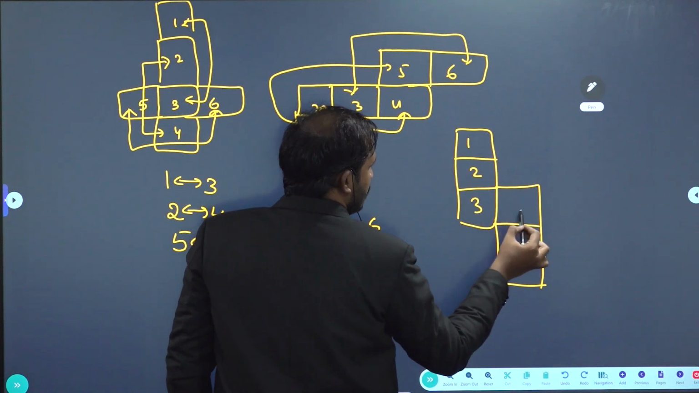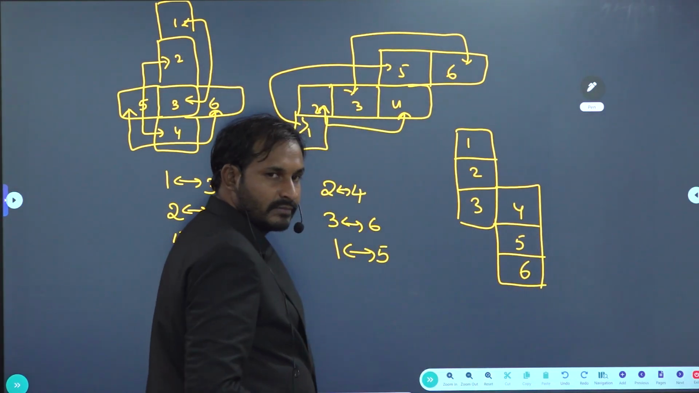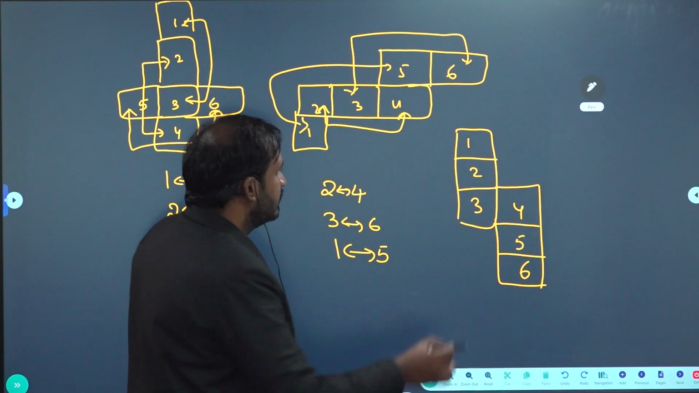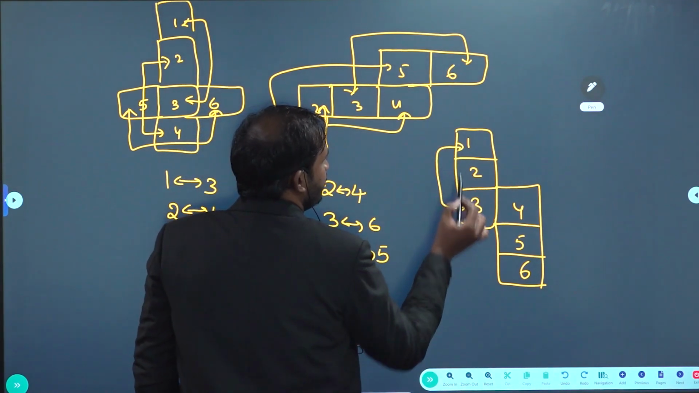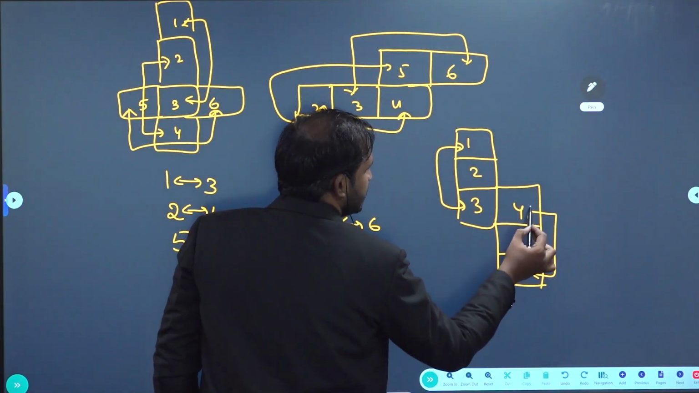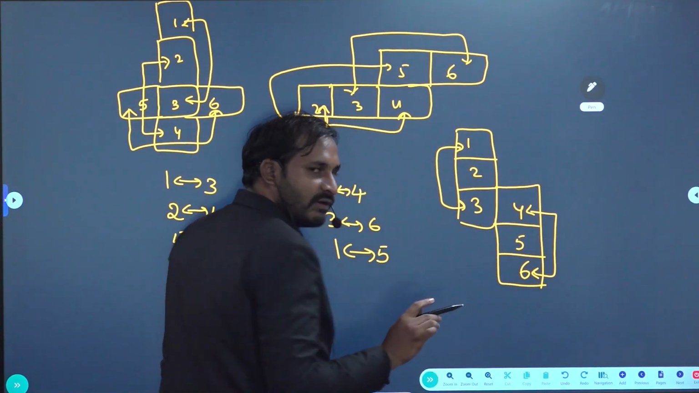1 2 3 4 5 6. Okay, now what will be here? 1 and 3 are alternate, these two will be opposite. 4 and 6 are alternate, these two will be opposite. Anyway, 2 and 5 are the remaining things.